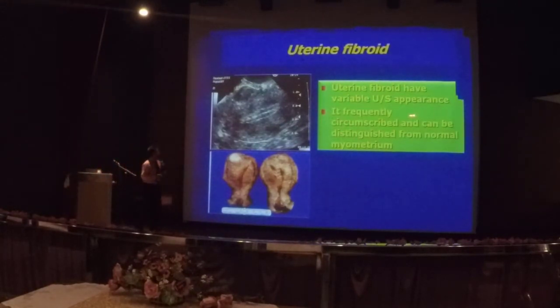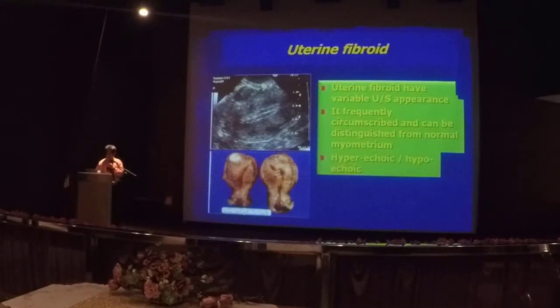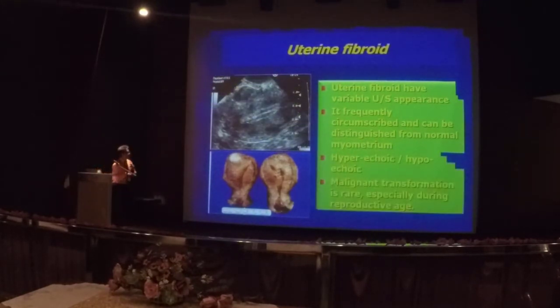Frequently it is well circumscribed, well seen, okay? And can be distinguished from normal myometrium. We see it is nicely round, right? It can be hyper or hypoechoic. Malignant transformation is rare, especially during the reproductive age. The malignant transformation of a leiomyoma commonly occurs after menopause. The bigger the size of the leiomyoma, the higher the risk.